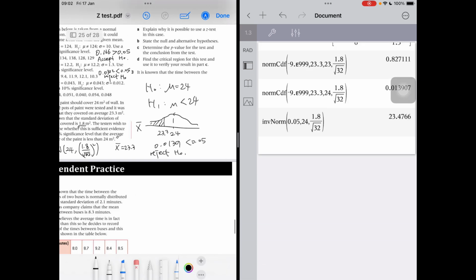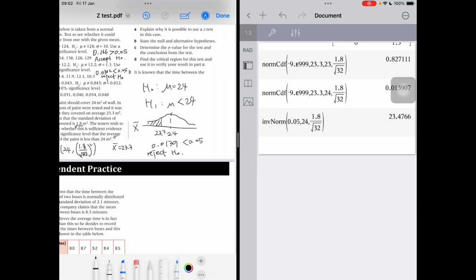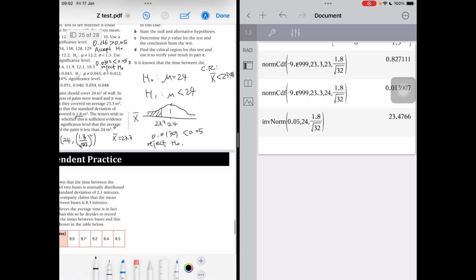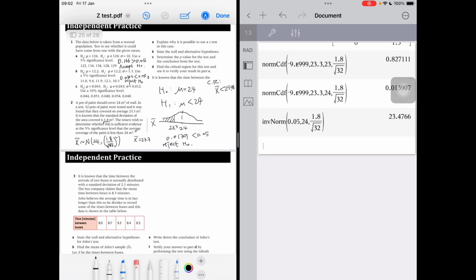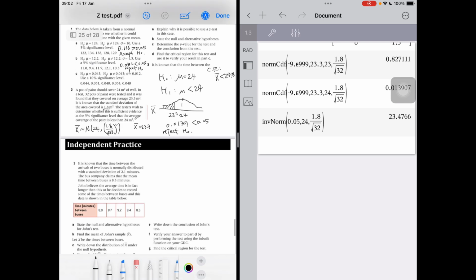So number D, critical region is X bar smaller than 23.48. Let's see. So this is the one. Since we have a smaller number, which is 23.3, our result is in the critical region, which is rare to happen. So that's why we reject H0.